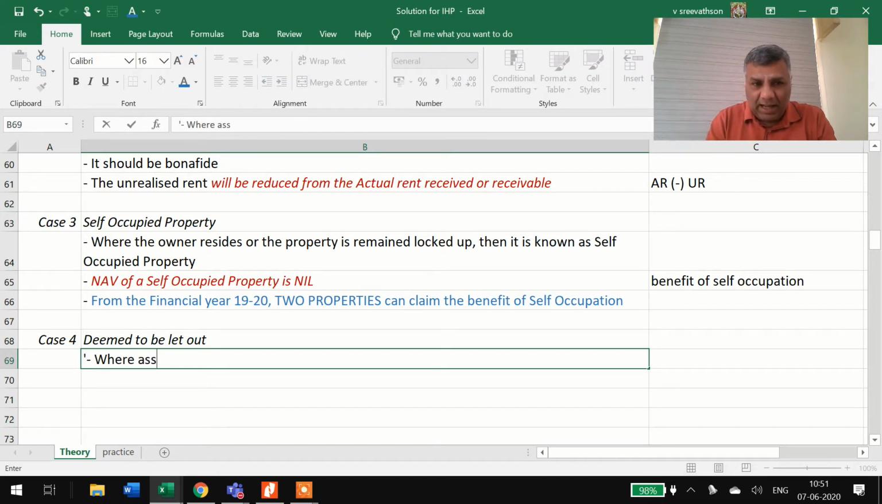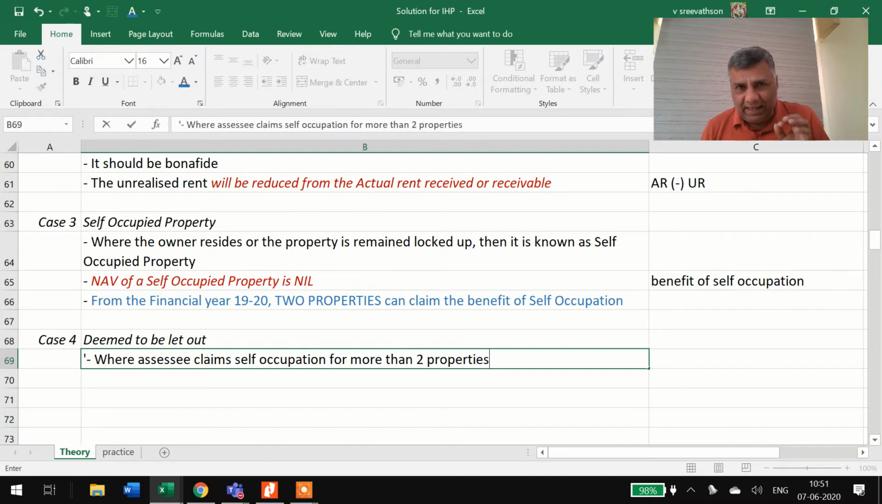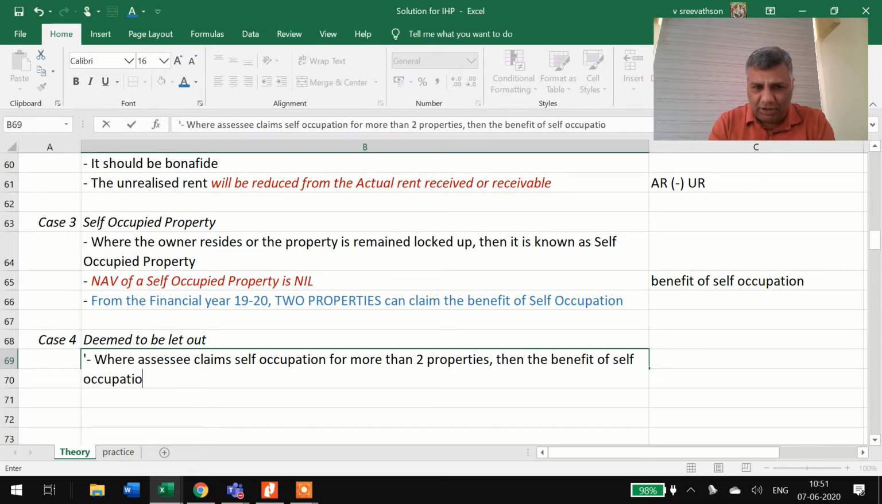Where the assessee claims self-occupation for more than two properties, the benefit of self-occupation is restricted to two properties. What is the benefit of self-occupation? NAV being nil.